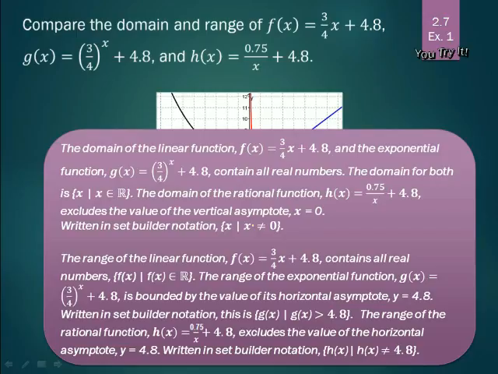The range of the linear function f(x) = 3/4 x + 4 8/10 contains all real numbers, the set of f(x) such that f(x) is in the real numbers. The range of the exponential function g(x) = (3/4)^x + 4 8/10 is bounded by the value of its horizontal asymptote y equals 4 8/10. Written in set builder notation, this is the set of g(x) such that g(x) is greater than 4 8/10. The range of the rational function h(x) = 75/100 divided by x + 4 8/10 excludes the value of the horizontal asymptote y equals 4 8/10. Written in set builder notation, the set of h(x) such that h(x) is not equal to 4 8/10.